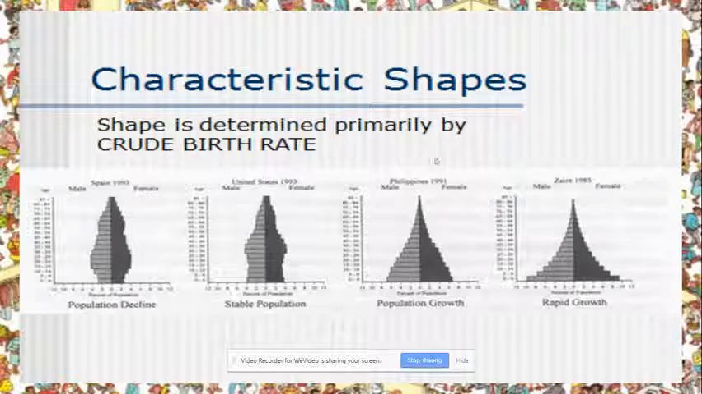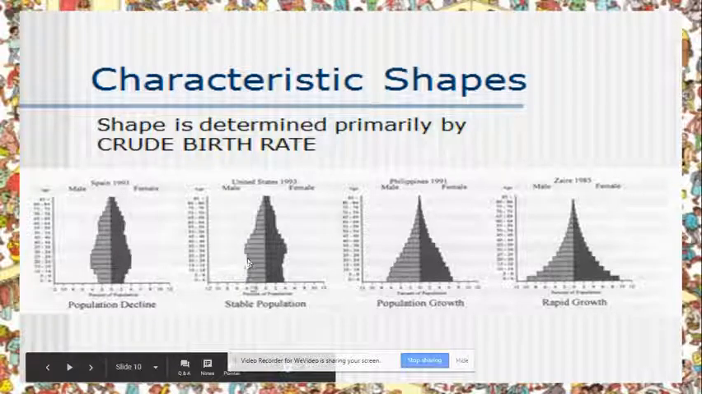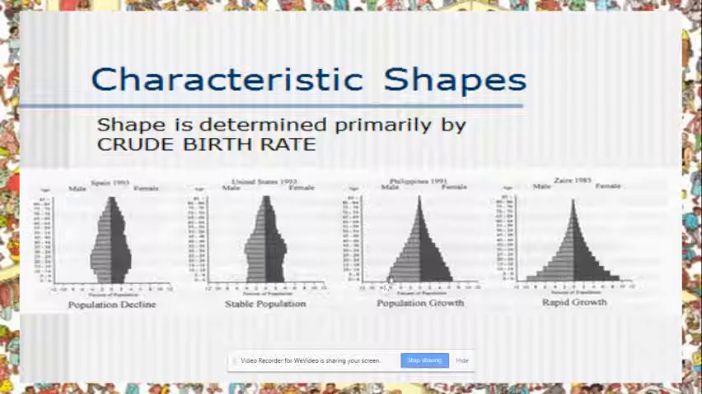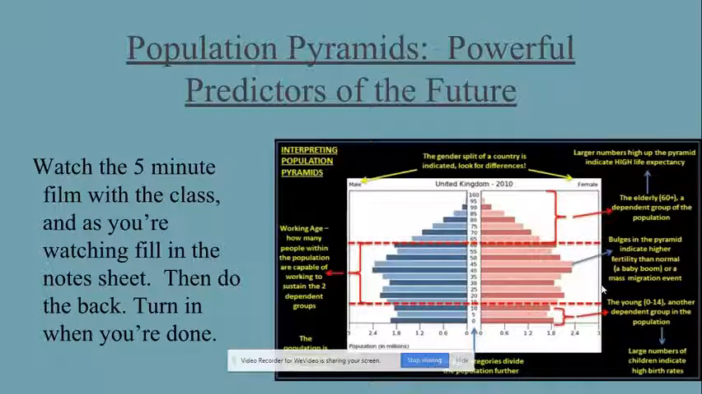So here, shape is determined primarily by the birth rate. So this is a country where population is in decline. This is relatively stable. Birth rates sort of even with the other ones here. Population is growing here. Higher birth rate and rapid growth can be seen here.